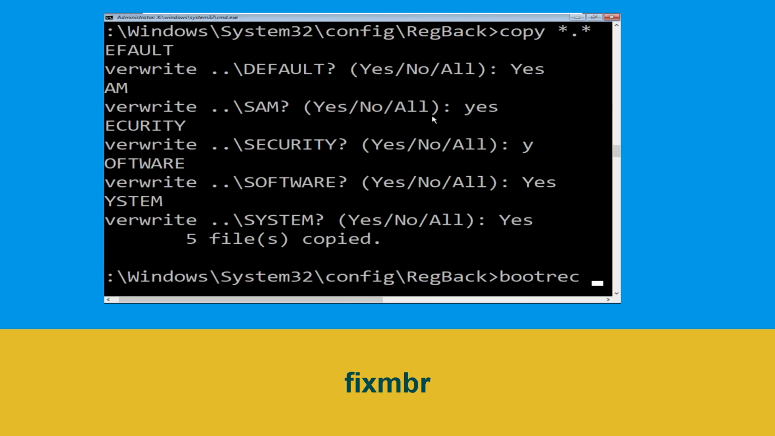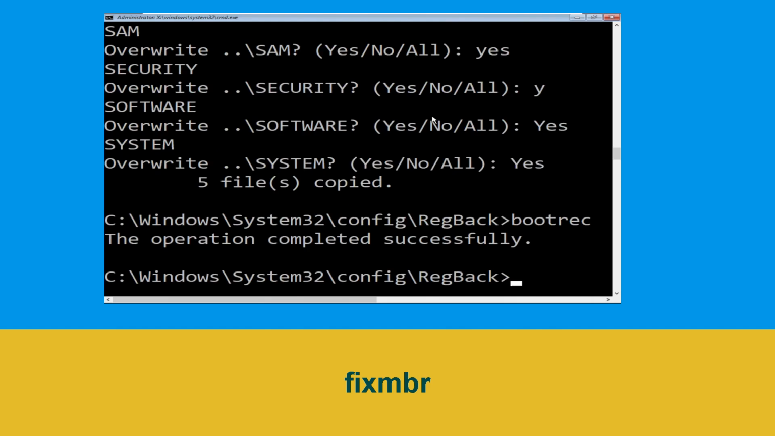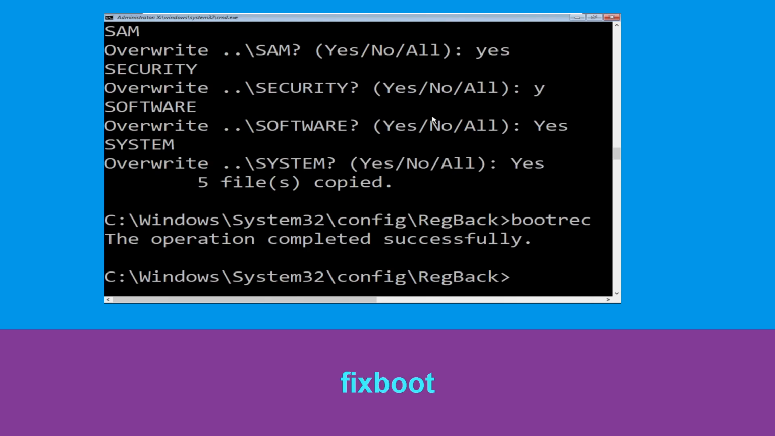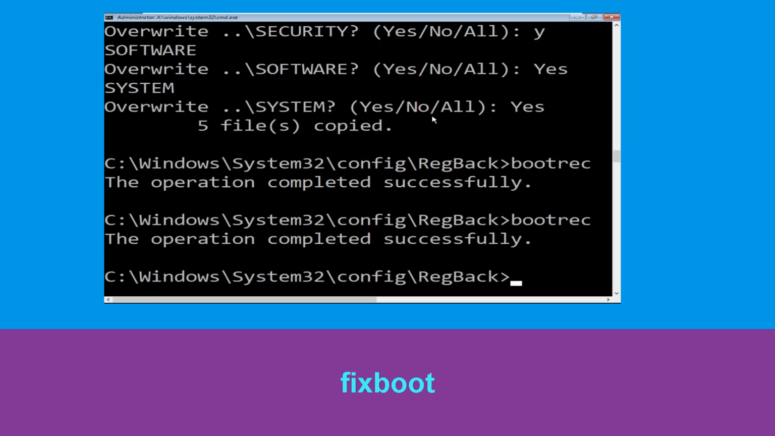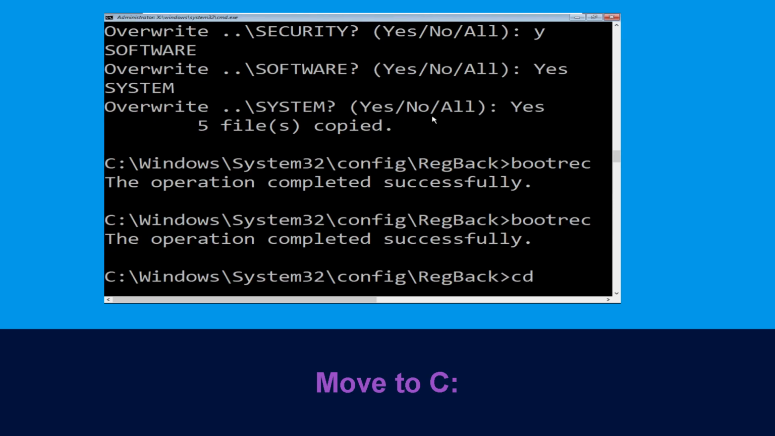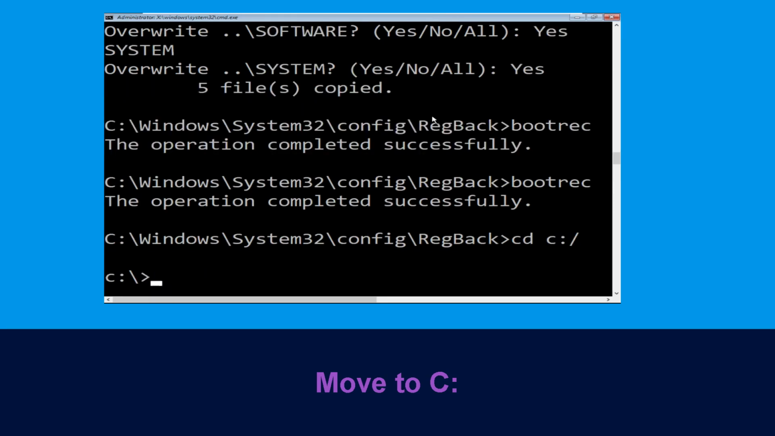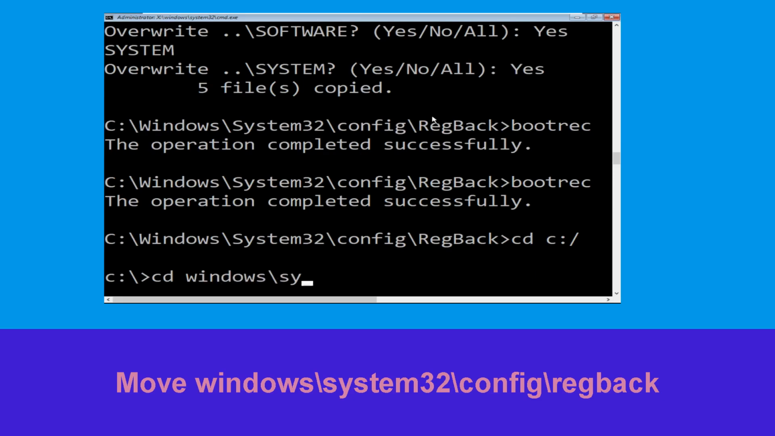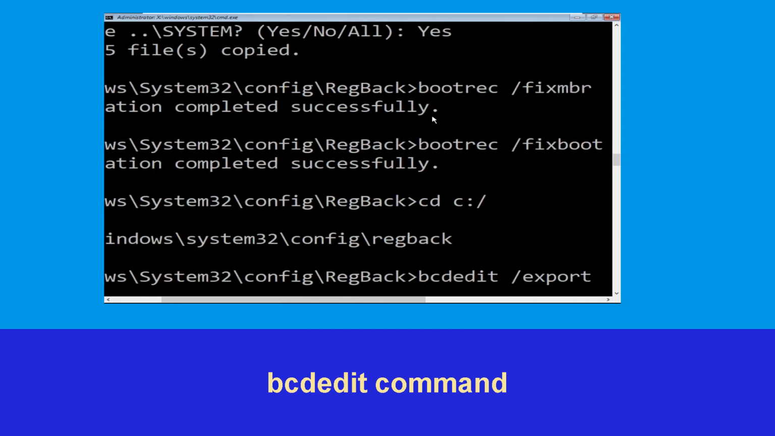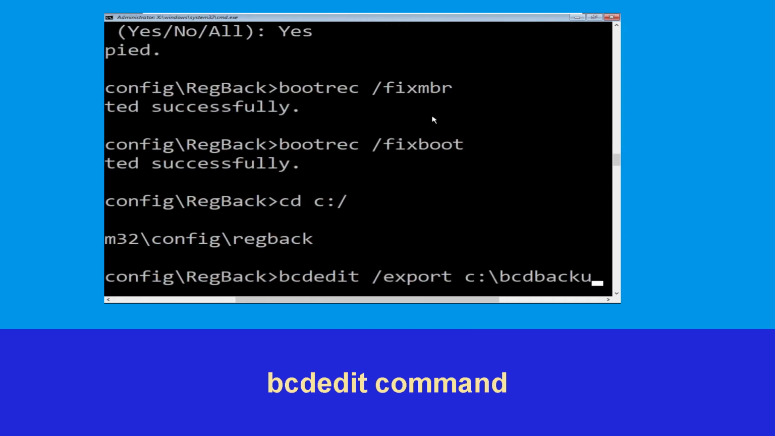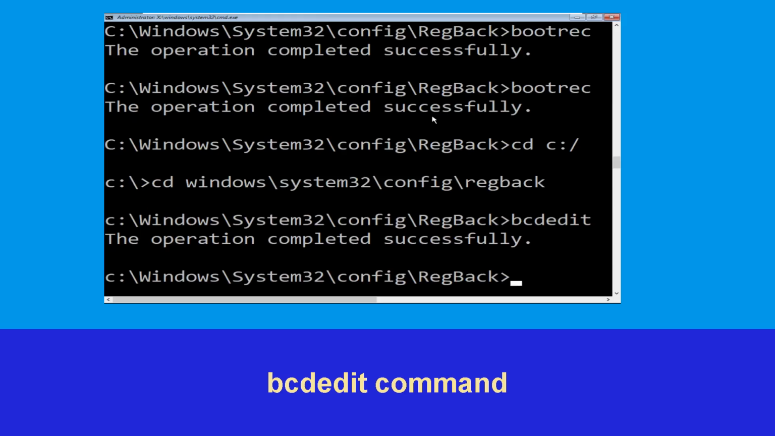Now execute this command. Type bootrec space /fixmbr and simply hit enter. Now type in bootrec space /fixboot and simply hit enter to execute the command. Now execute this command cd space C:/. Now type this command cd space Windows /System32 /config /regback and simply hit enter to execute the command. Now type this command bcdedit space /export space C:/ bcdbackup, then hit enter.